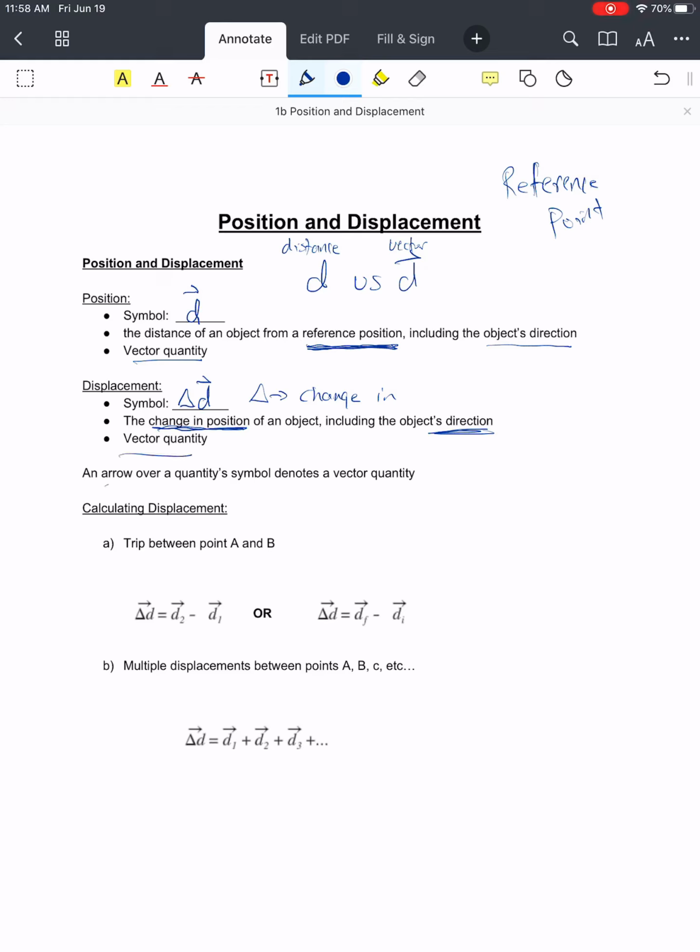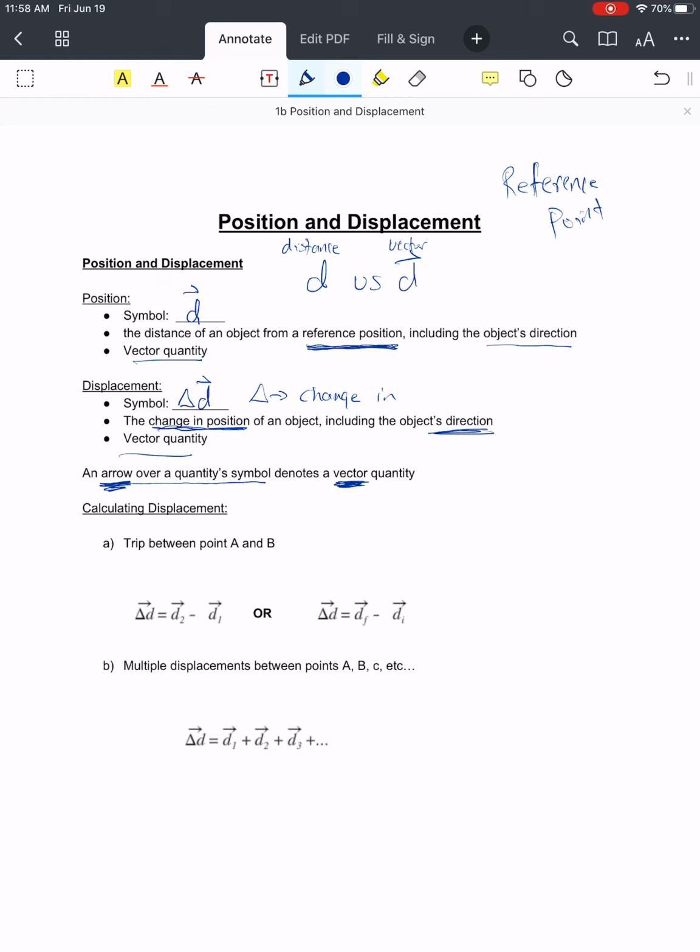Now, an arrow over top of a quantity symbol means vector. So an arrow over a symbol means that it's a vector quantity. So you have to pay attention when you're writing your symbols down that you're using the appropriate symbol, whether it's a scalar or vector quantity.